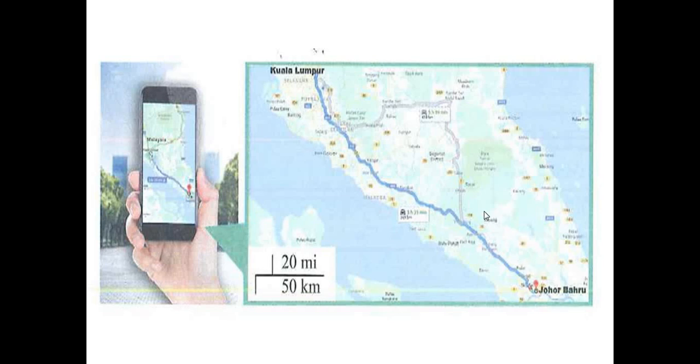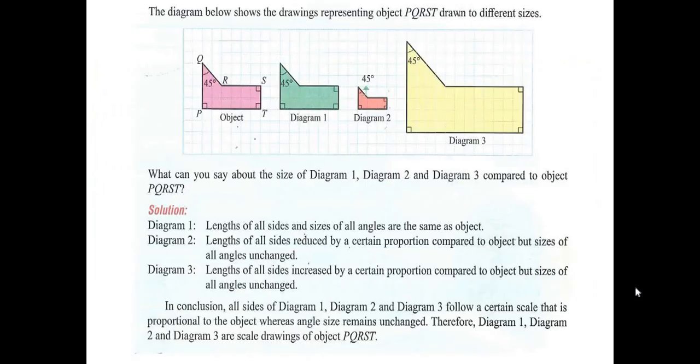But let's say if we want to draw the map, I don't think we can draw 50 kilometers. So let's say this is a map. From the picture, the distance between the two towns is shown using a scale of 1 cm to 50 kilometers. Okay, now let us go through this question.